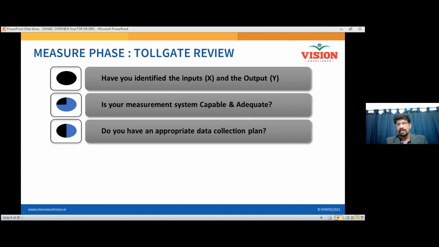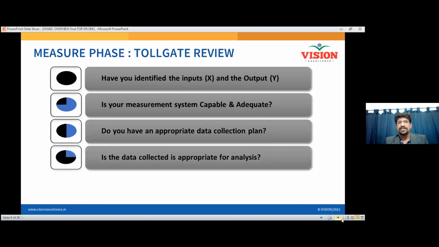Followed by it, you need to check whether the data collected is appropriate for analysis for my system. We have to make sure that my quality inspector, my team member, has collected data. Whether the data is appropriate for analysis, for that we need to check the data collected using an MSA or AAA. You are going to learn about all those things in a detailed manner.